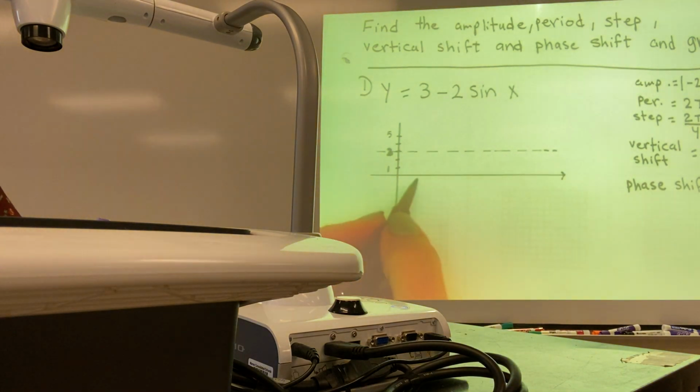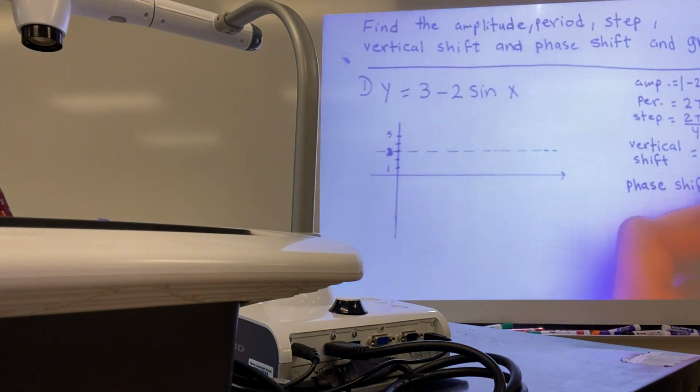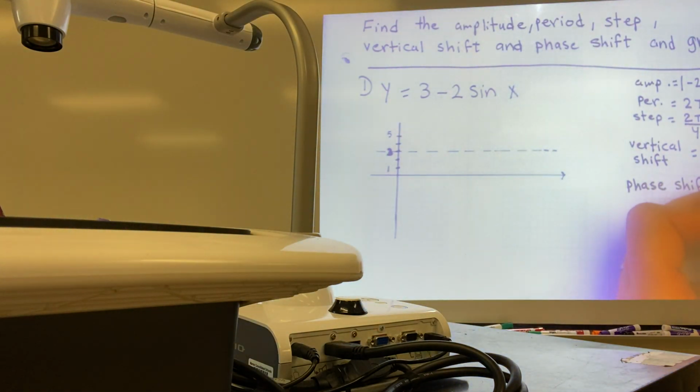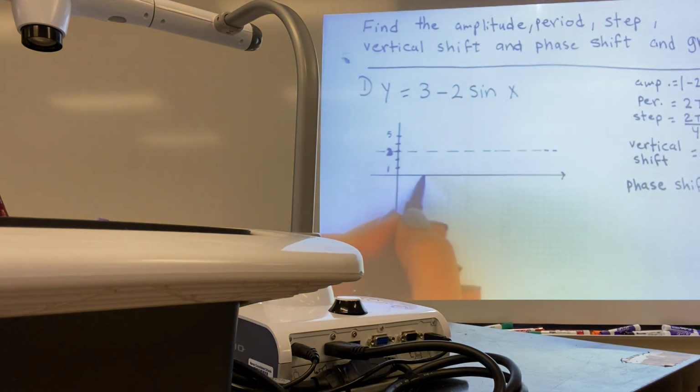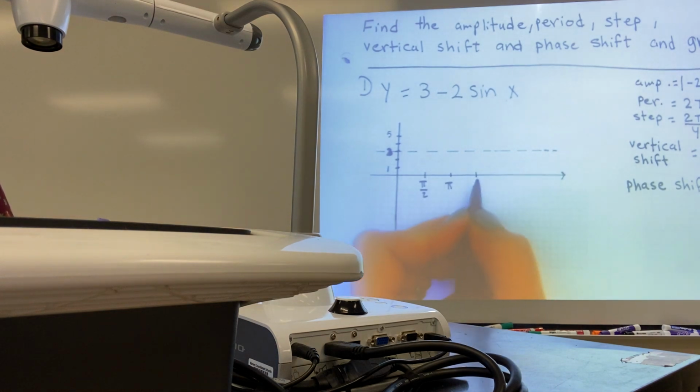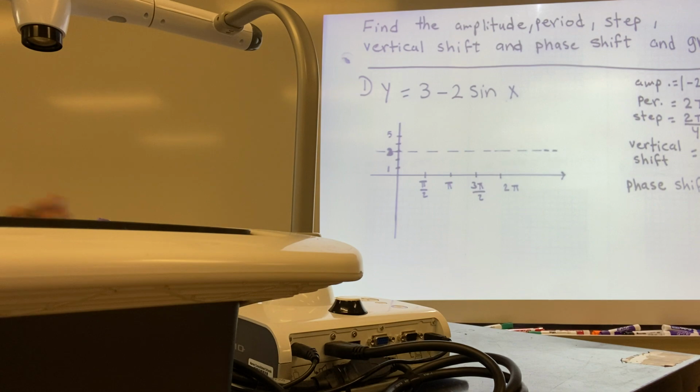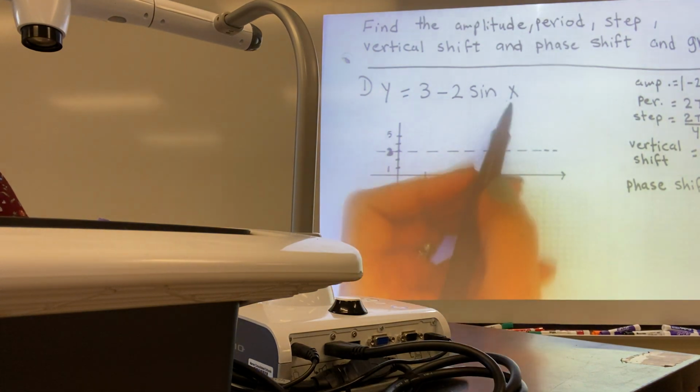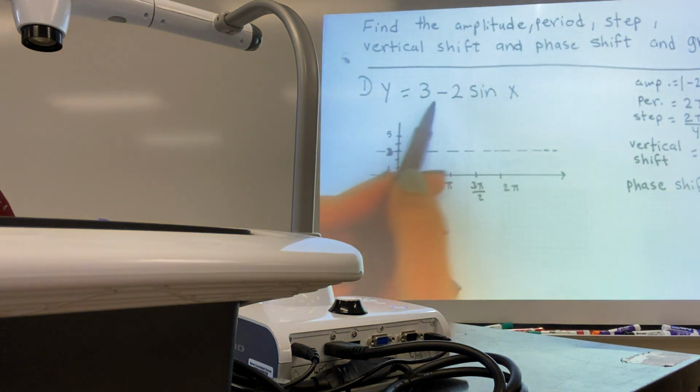We'll start taking values for x, and since the step is pi over 2, we will start with pi over 2 here, and then add another pi over 2, that would be pi, adding another one, that's 3 pi over 2, then 2 pi. Okay, now we'll take values of x and plug them into the equation.